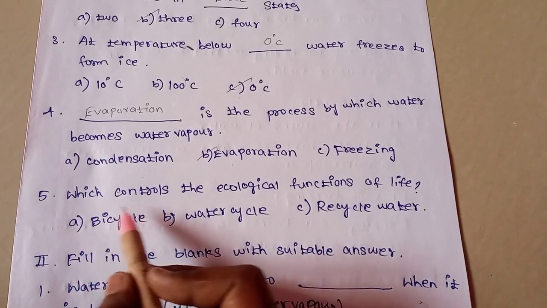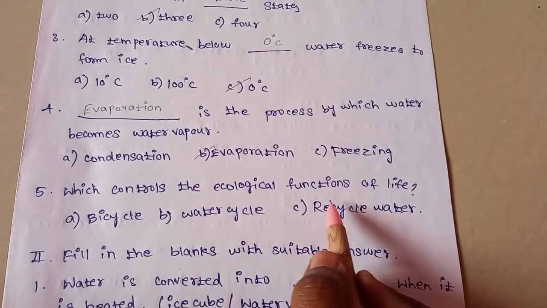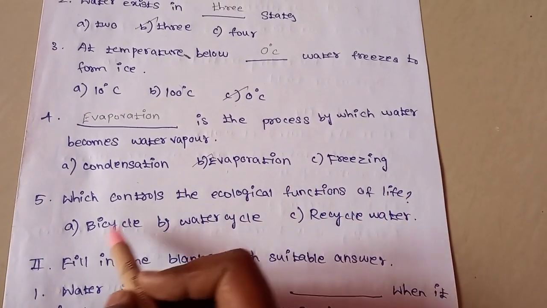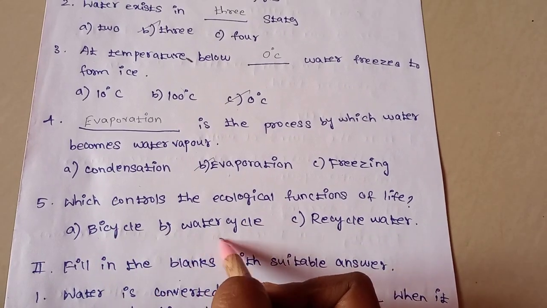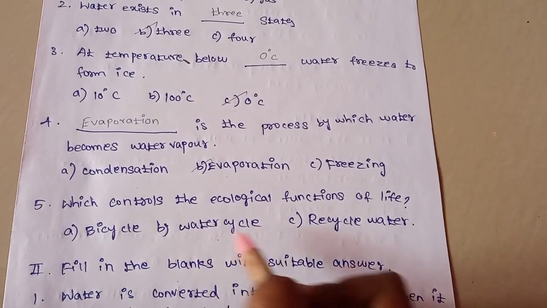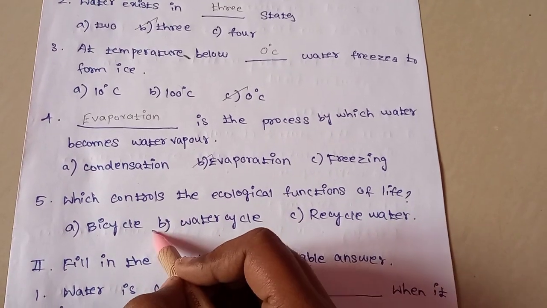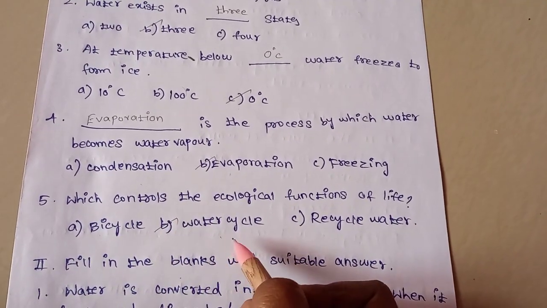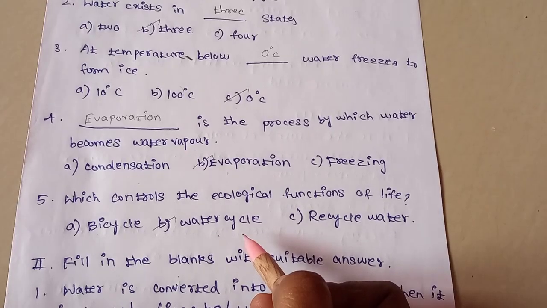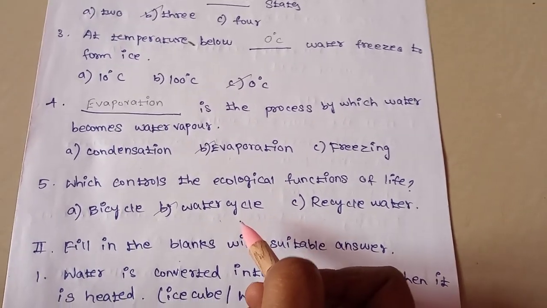Fifth one, which controls the ecological functions of life? Option A, bicycle. Option B, water cycle. Option C, recycle water. So option B. So water cycle controls the ecological functions of life.